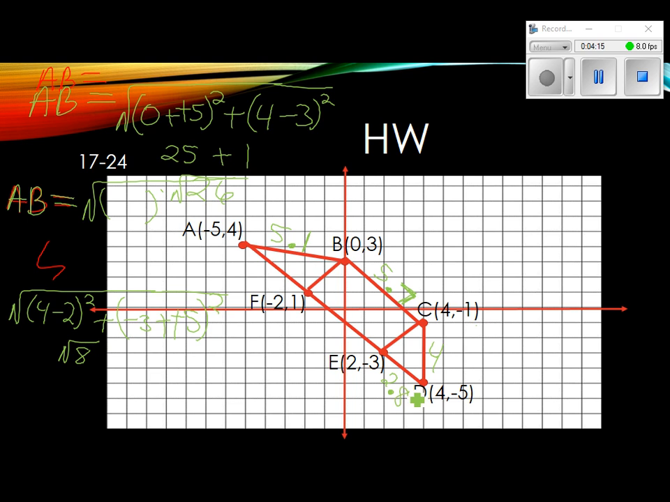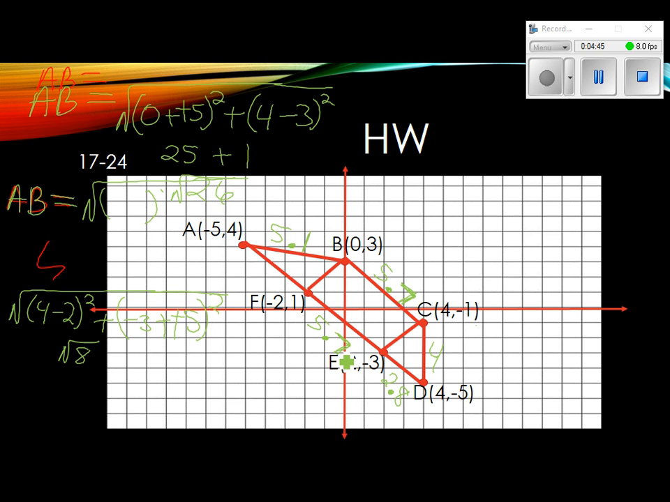We do this one from -2, 1. If we do from F to E, so segment FE, that's 4, 16. That's 32. Square root of 32. You guys told me it was 5.7, right? It's the exact same length. So what do we know about these two? They're the same. And then they probably are parallel.